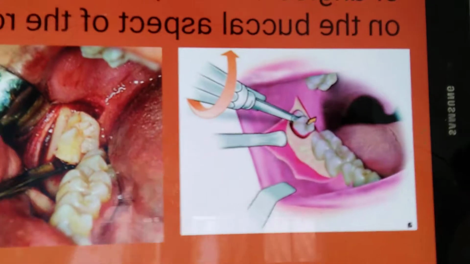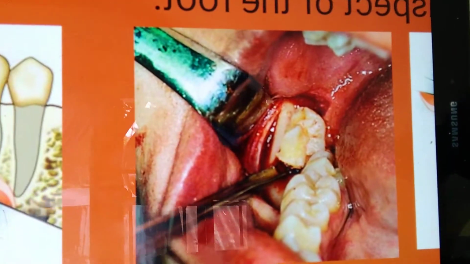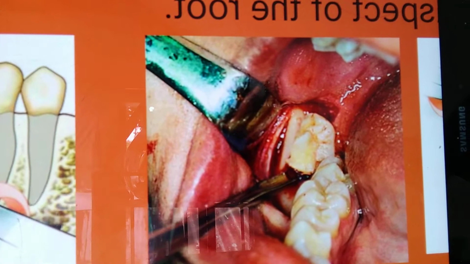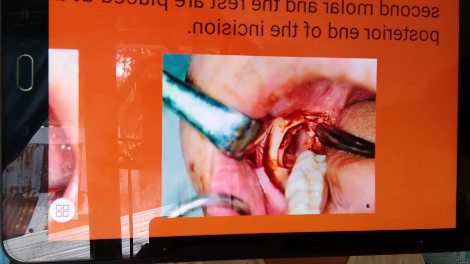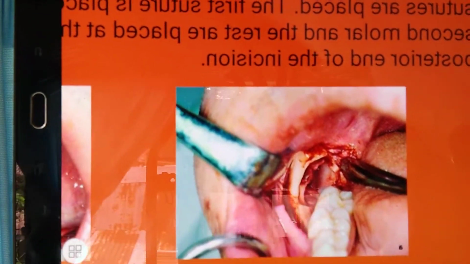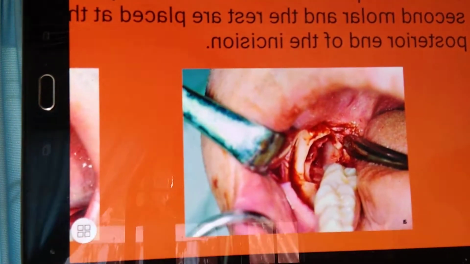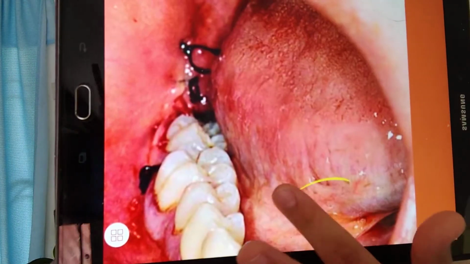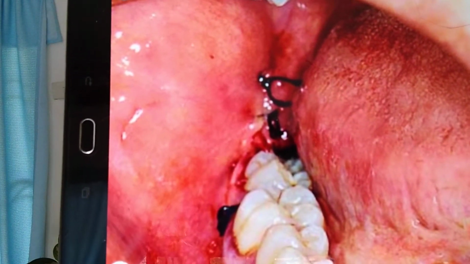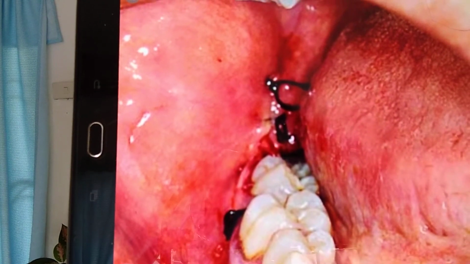The straight elevator is then used after being placed in the groove created earlier to separate the crown from the root with a rotational movement. And after smoothening the bone, the area is then irrigated with saline solution and sutures are placed. The first suture is placed at the distal aspect of the second molar, and the rest are placed at the interdental papillae and the posterior end of the incision.